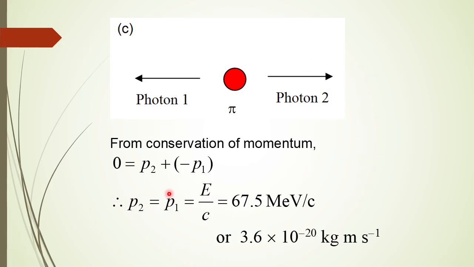The momentum of photons P equals E over C, from our E squared equals P squared C squared plus M squared C to the power of 4 equation, and we obtain the momentum, which is 67.5 MeV over C, or if you want to convert to kg meter per second, you get 3.6 times 10 to the power of minus 20.